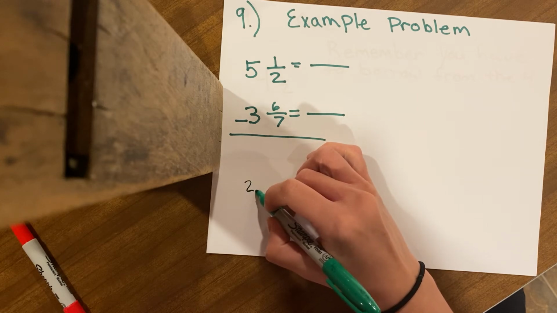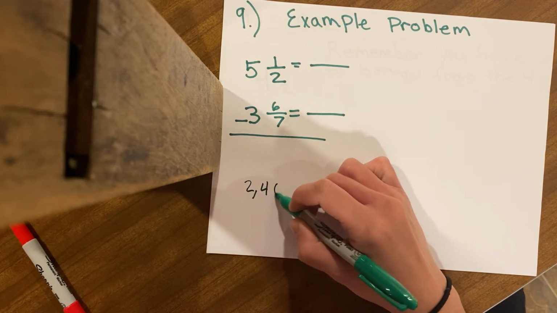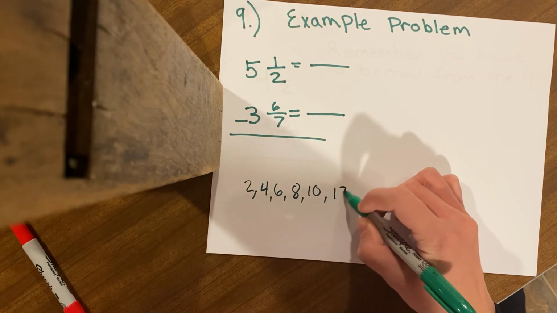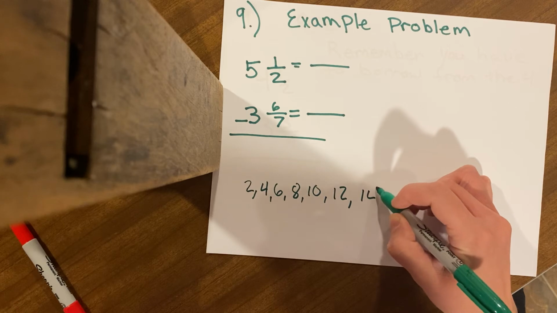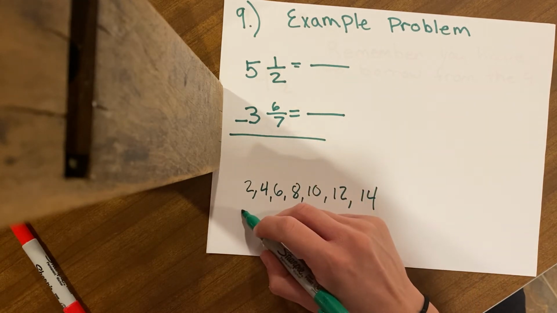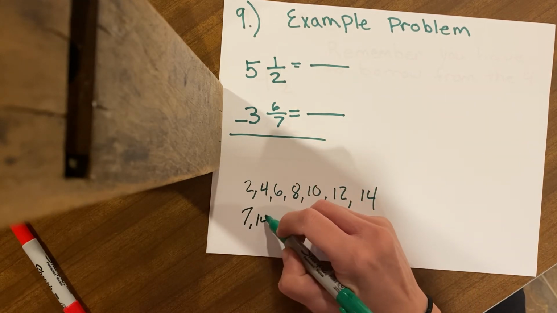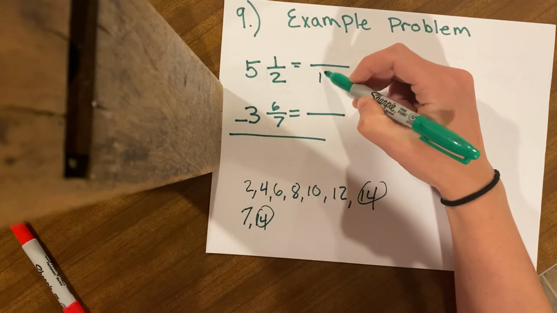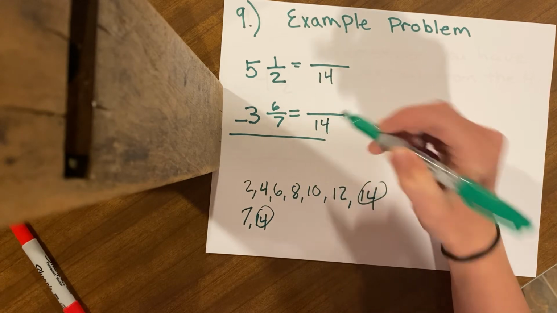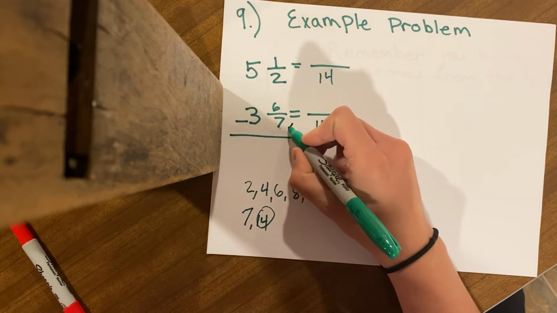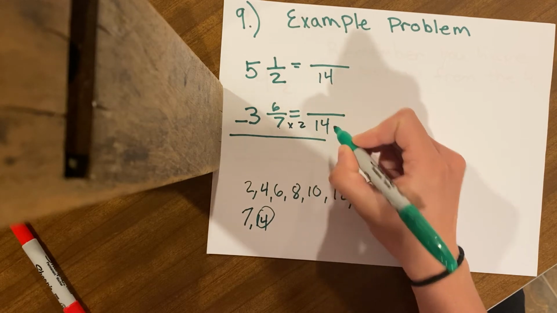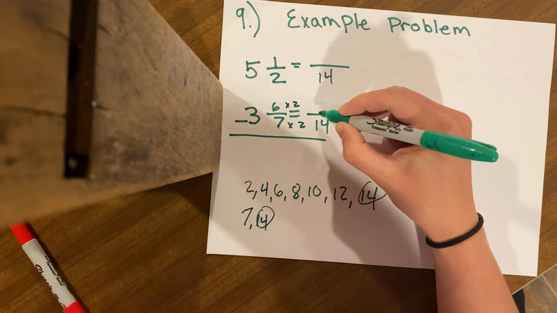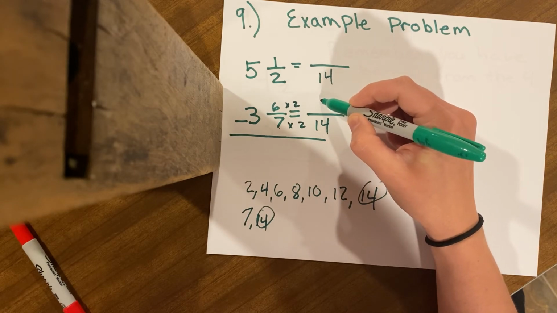We know 2, 4, 6, 8, 10, 12, 14. Now let's do 7, 7, 14. So we know our common denominator is going to be 14. Okay, 7 times 2 gives us the 14. 6 times 2 gives us the 12.